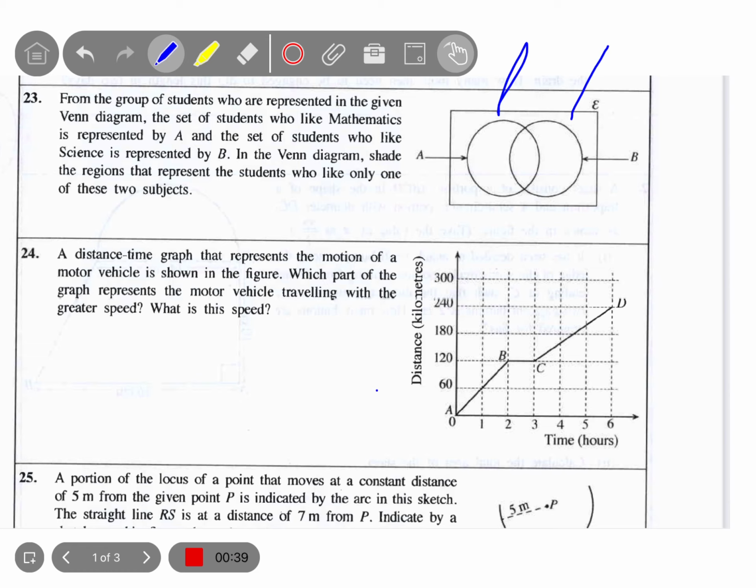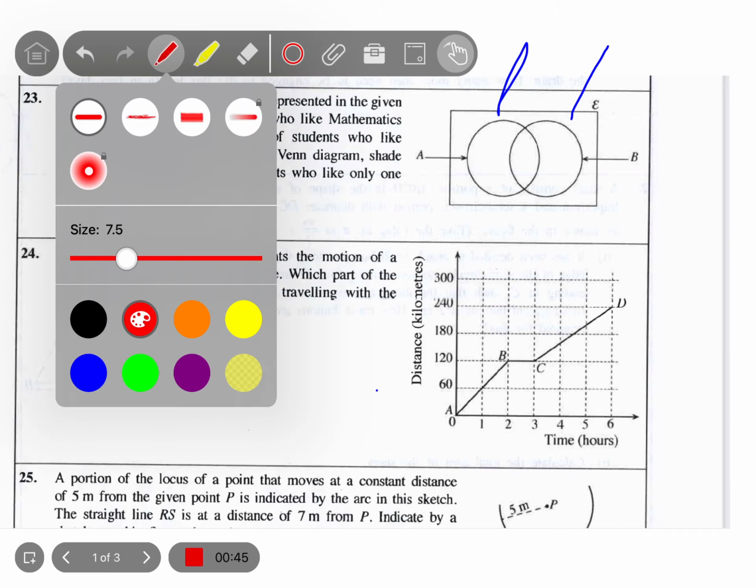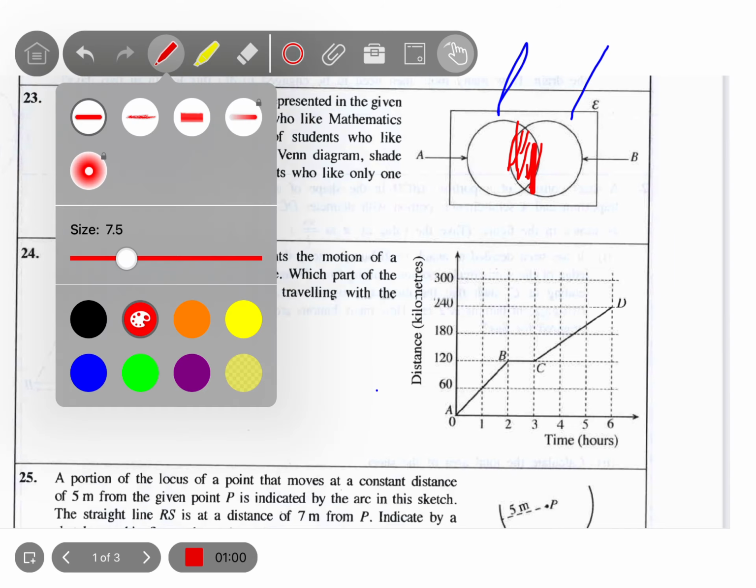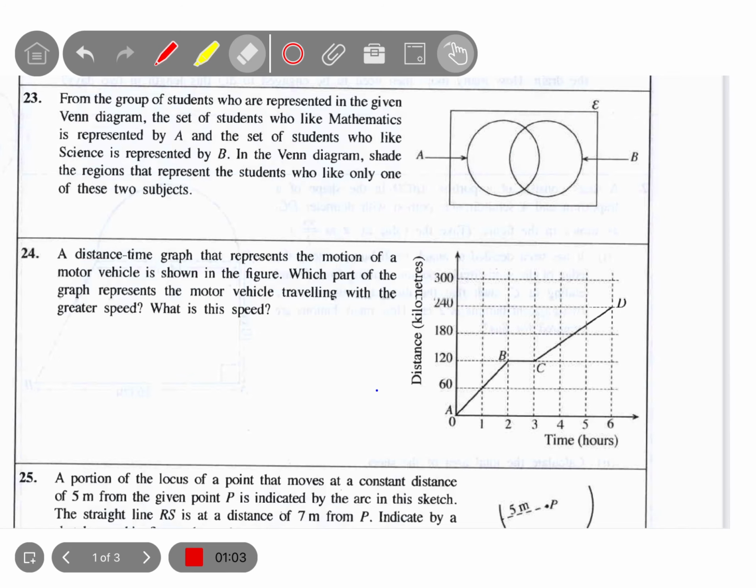So this is pretty simple. You don't need to know this is normally set theory, but you don't need to know anything about sets to do this. Now, if I just draw here, what does it mean? It's basically students who like both maths and science, but what they want is only those students who like either one of them. So students who like only maths will be here, because they don't like science. Students who like only science will be here. So this is the region that they want to highlight.